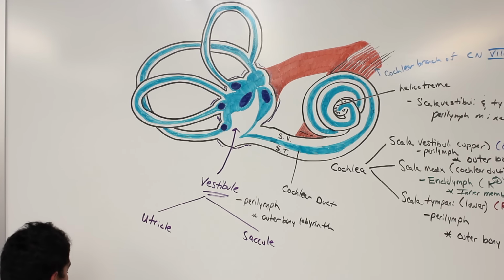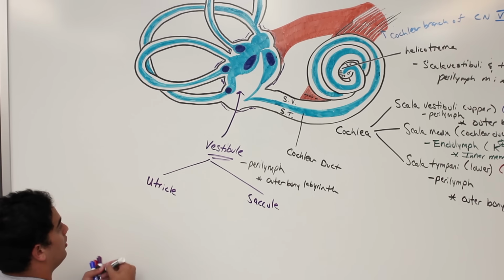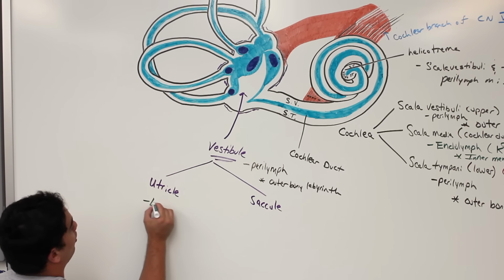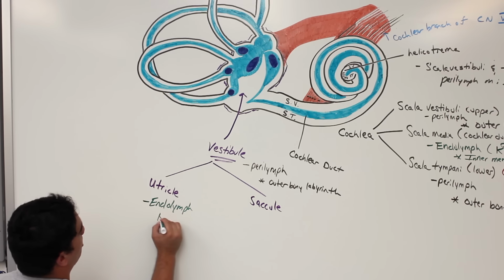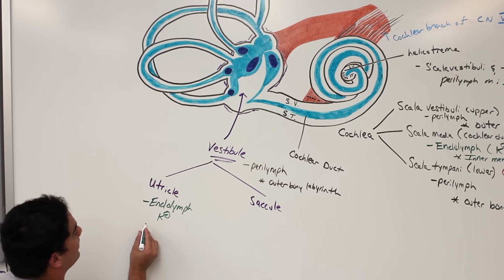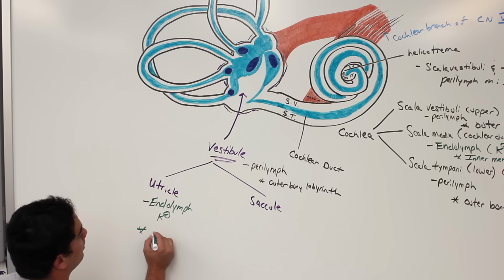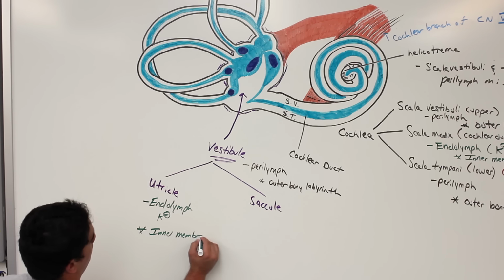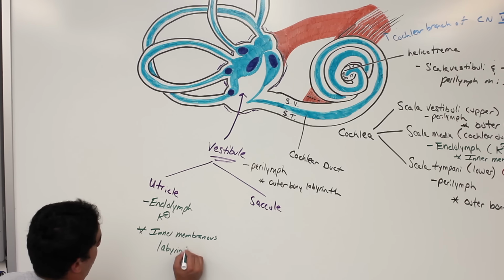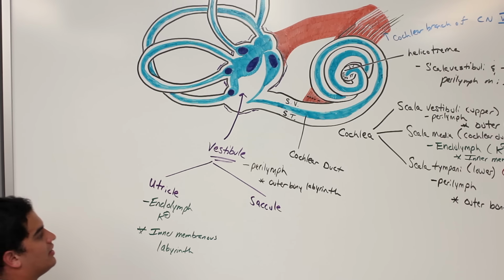And again, inside of the vestibule, which is the outer bony labyrinth, is the utricle. And the utricle is filled with endolymph, which is potassium rich. And this is going to be the inner membranous labyrinth. Same thing with the saccule.